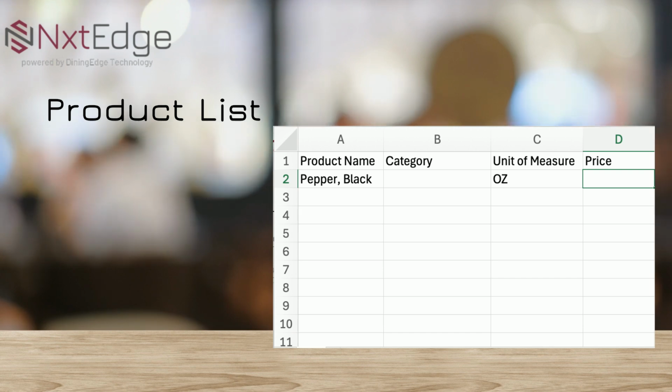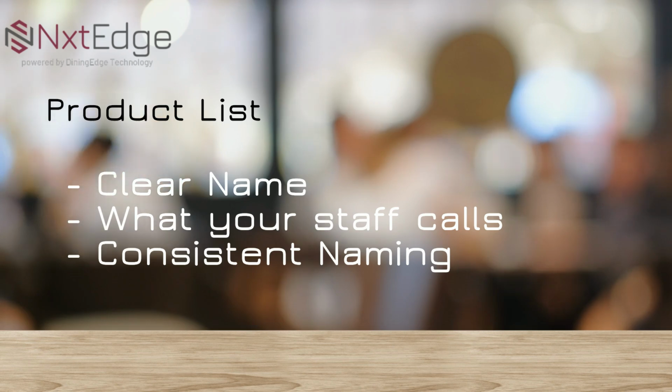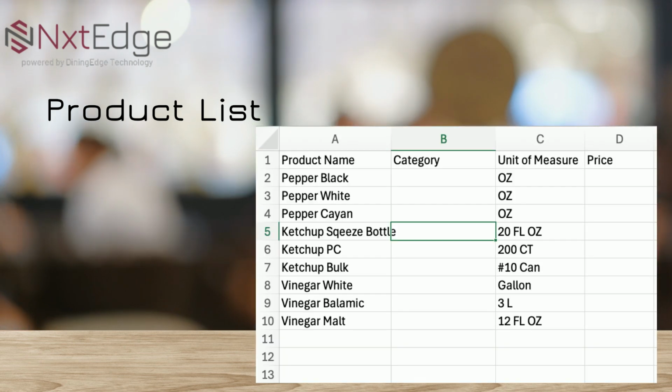Now let's address naming conventions of your product list. Use clear, recognizable product names. This should be what your staff would say out loud when requesting the item. For example, ketchup number 10 can is better than ketchup fancy Heinz number 10 can. Only include a brand name if it's essential, like Mayo Hellmann's if that's the only brand used. If you have similar items, keep them grouped using a consistent naming style. For example, ketchup number 10 can, ketchup Volpack, and ketchup PC ensures all ketchup items stay together in your system.